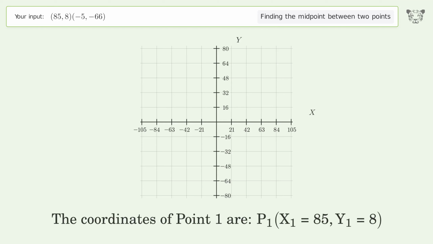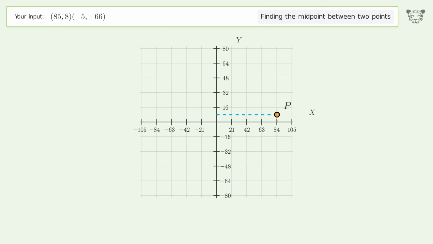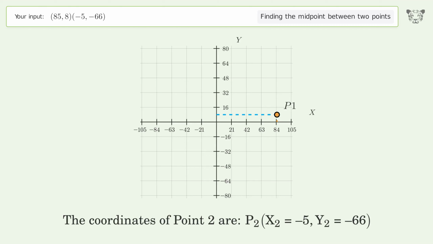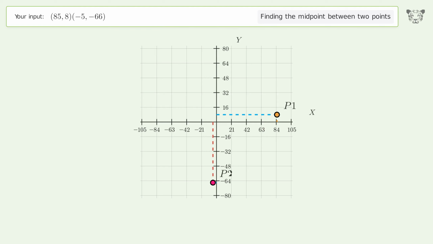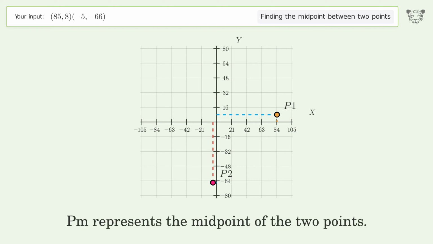The coordinates of point 1 are x1 equals 85, y1 equals 8. The coordinates of point 2 are x2 equals -5, y2 equals -66. PM represents the midpoint of the 2 points.